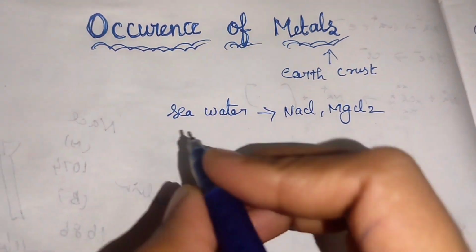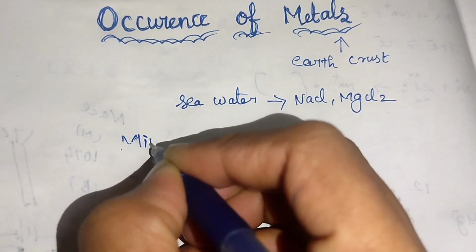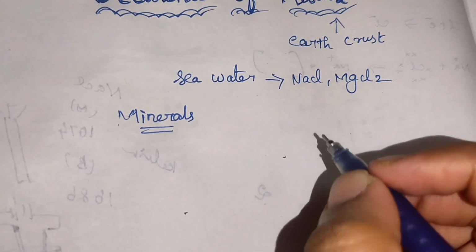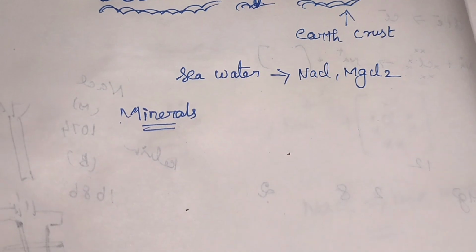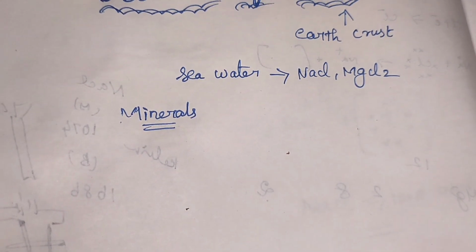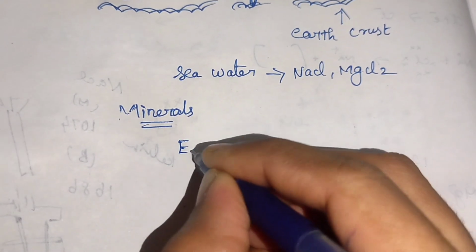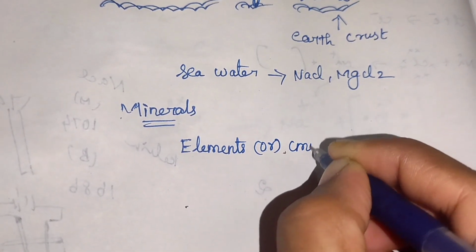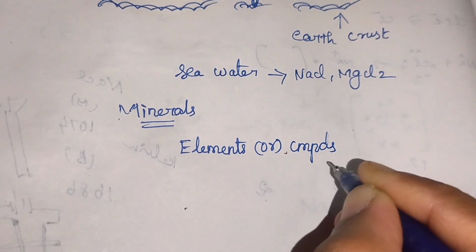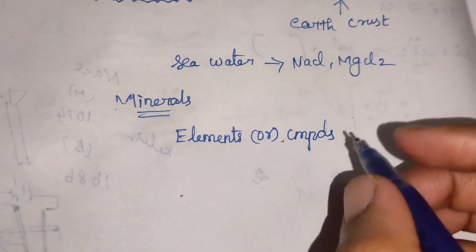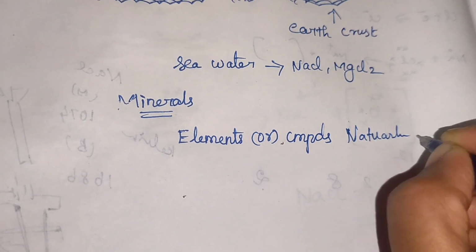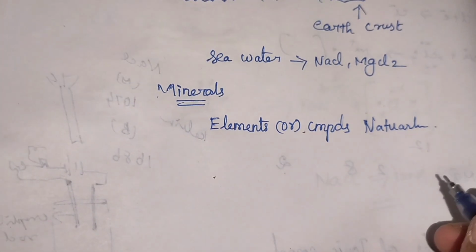Next we are going to see about minerals. What does minerals mean? The elements or compounds which occur naturally are known as minerals.